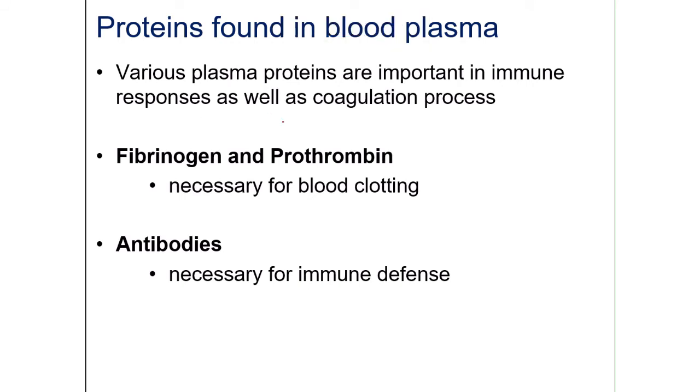There are various other plasma proteins. Many of them are important for immune responses, to help fight the pathogens, for example. And then there are some that are responsible for coagulation. Right? Coagulation is basically to stop bleeding. If you have a cut, you're going to need some of these proteins to help you stop the bleeding.